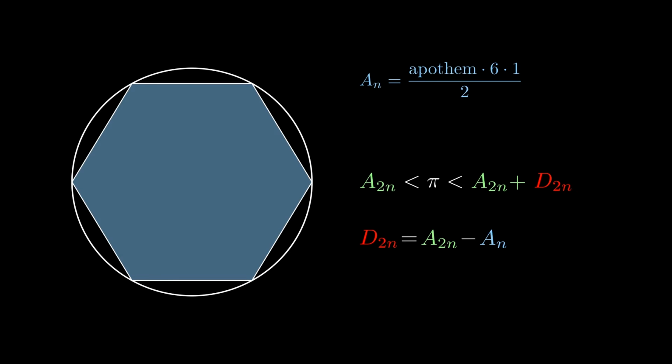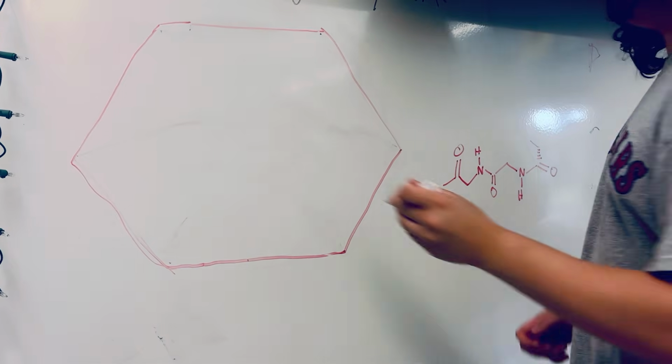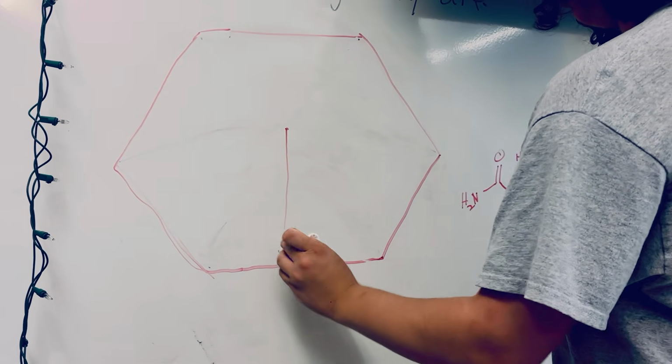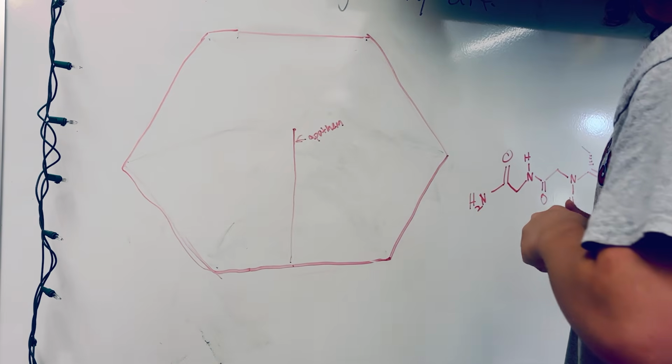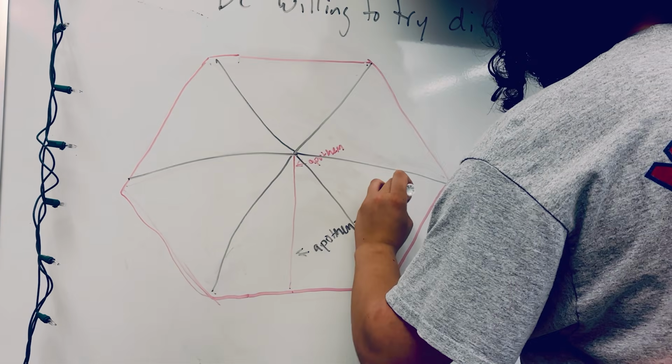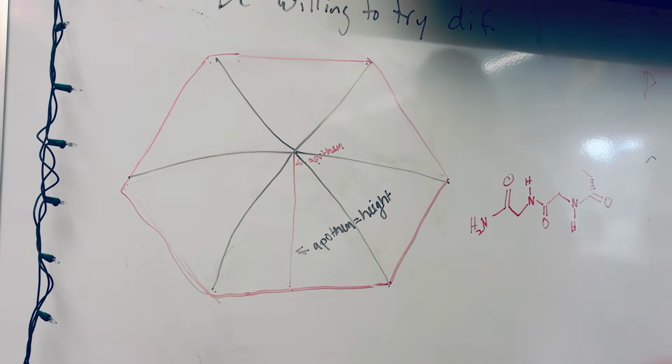But we still need to find the apothem. So what exactly is an apothem? An apothem is a line drawn from the center of the polygon to the midpoint of one of its sides, which will form a right angle. Now here's the neat part. We can represent the apothem as just the height of one of those triangles that make up our polygon.